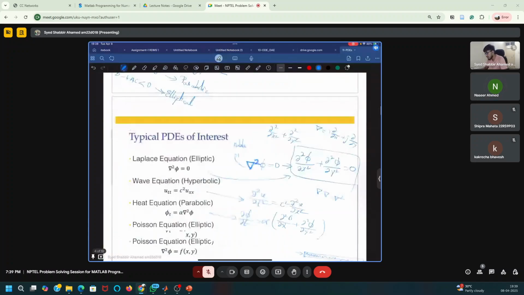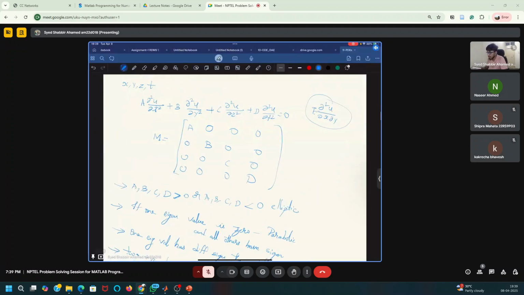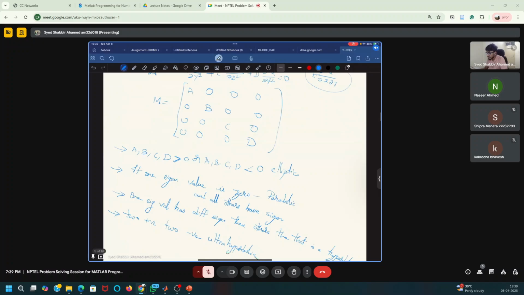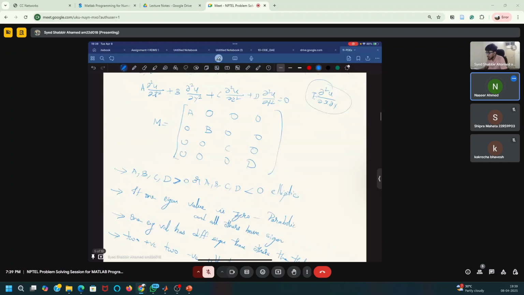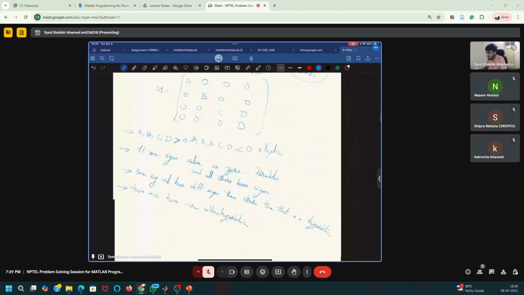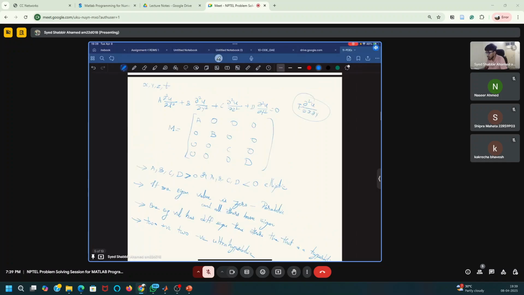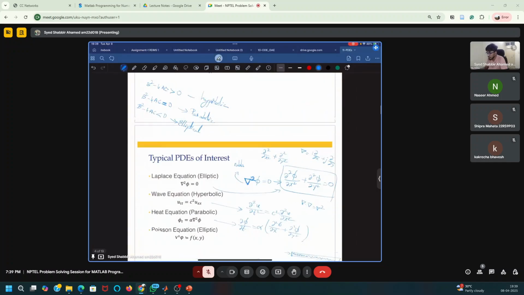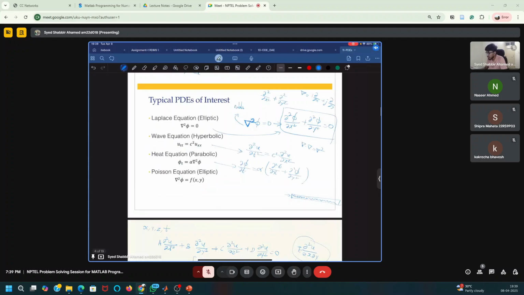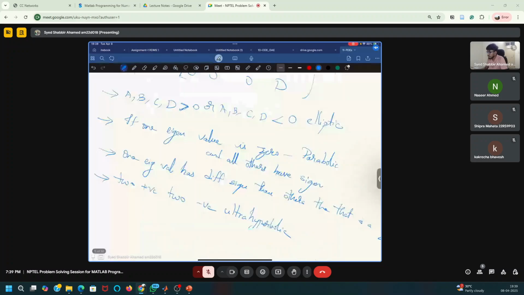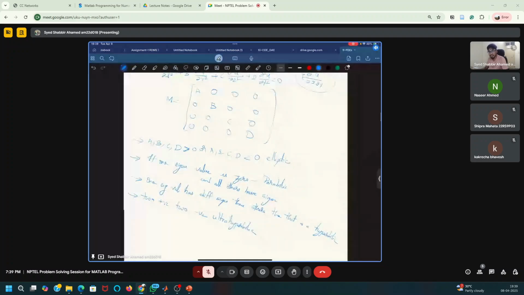I think this formula which we got here, b square minus 4ac, can also be derived by this. Using this eigenvalues concept, you can derive this formula, b square minus 4ac. So this is how we can do the classification.